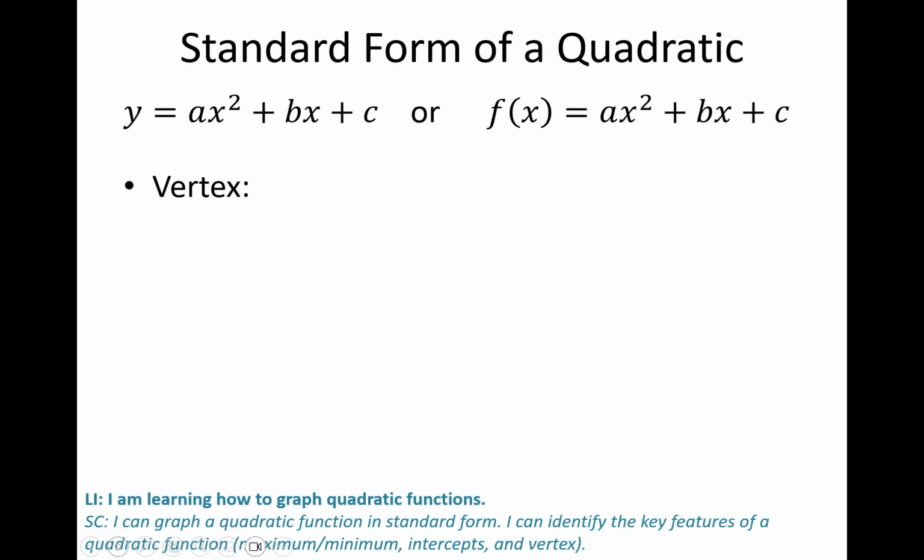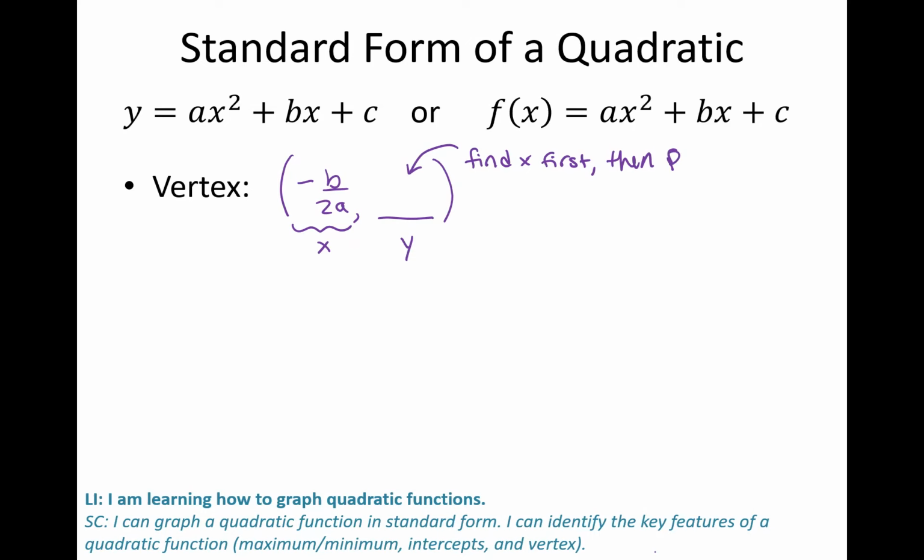The vertex. To find the vertex of a quadratic, remember that's the highest point or the lowest point, called the maximum or the minimum. We're going to use this fabulous formula. It is negative b over 2a, comma, and a blank. This right here is how we find the x value, and this here is how we find the y. Well, to find the y, we're going to actually find x first, and then we're going to plug it in. So we're going to find x first, then plug it in to find y.